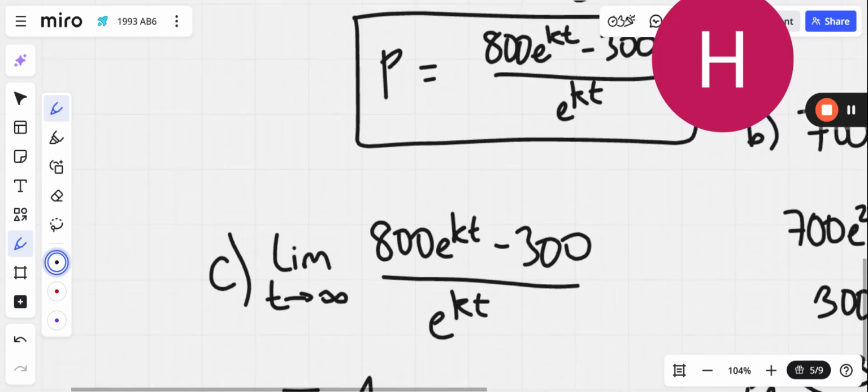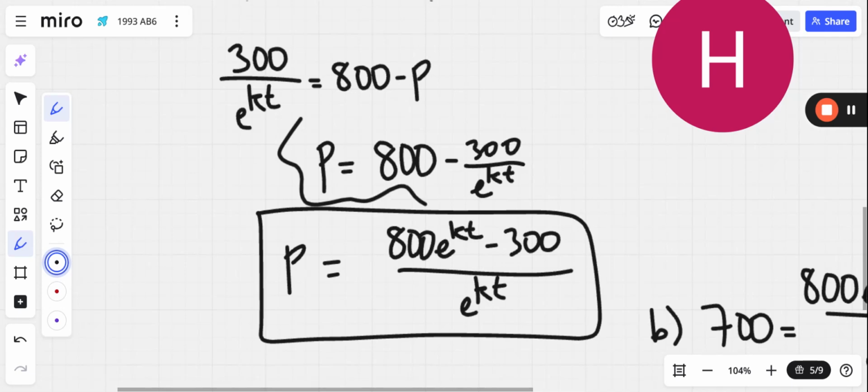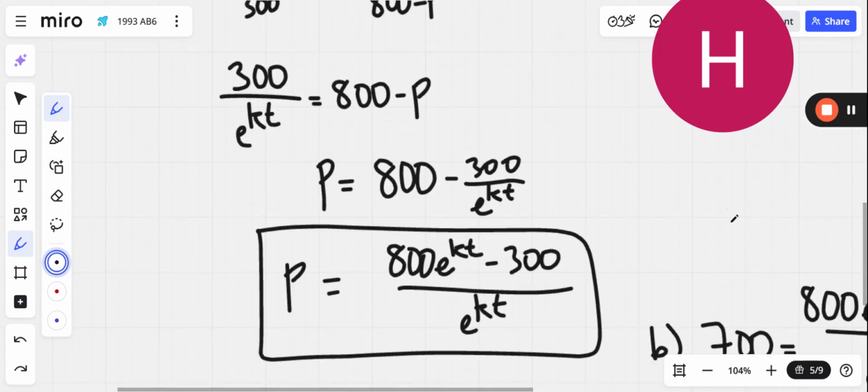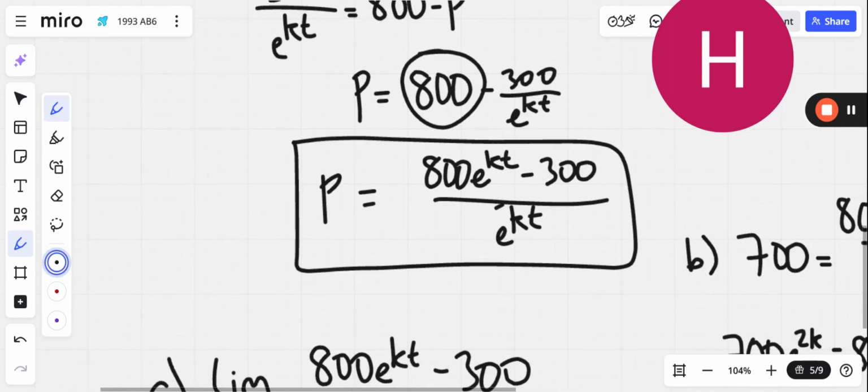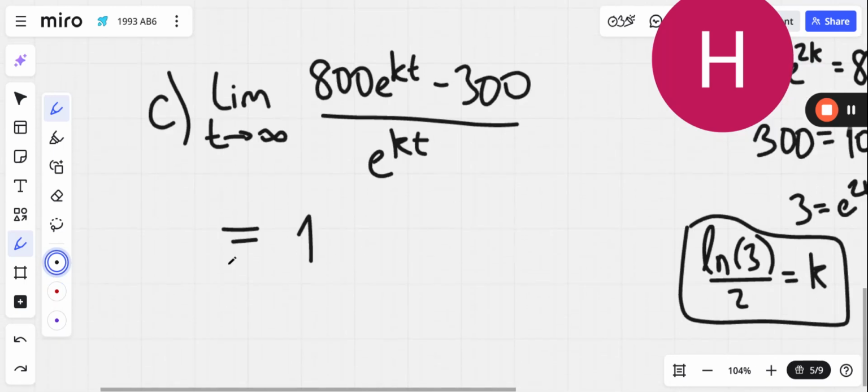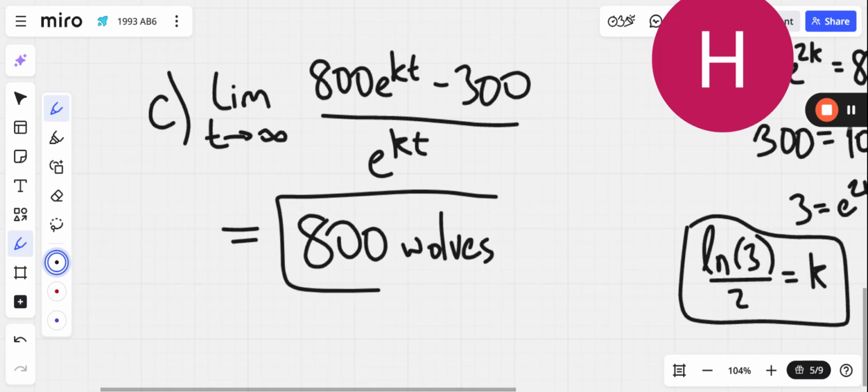Like I said, if you expressed it as this p of t, it might have been quicker to see it, but that's okay. The same principle applies: the 300 divided by this gets really small, it becomes insignificant, whereas this term is 800 times as much as the bottom, so it's not insignificant, it stays steady at 800. So, oops, why did I write 1? It's going to be 800 wolves, that's right around that limit.